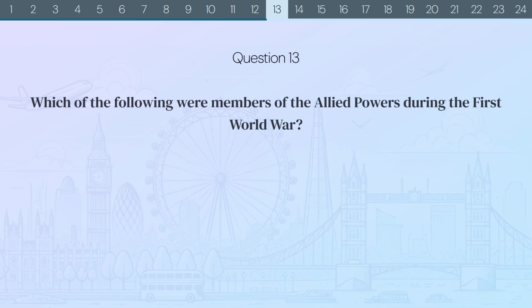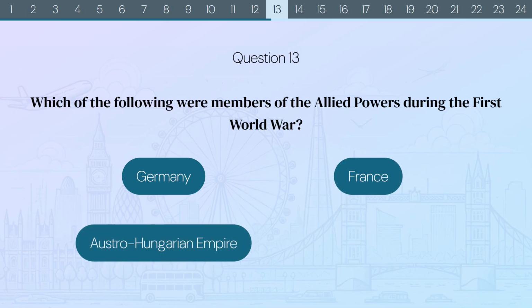Question 13. Which of the following were members of the Allied powers during the First World War? Germany? France? Austro-Hungarian Empire? Or Russia?